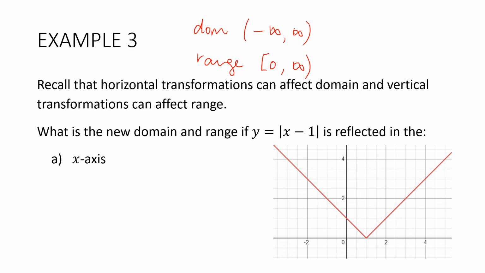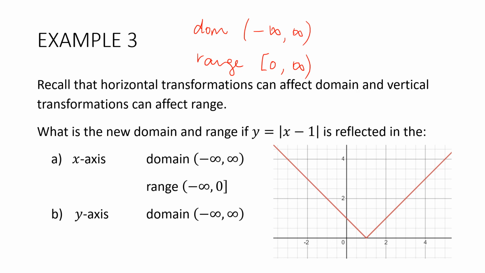All right, so when we reflect in the x-axis, we're flipping it over, aren't we? So our domain hasn't changed. It's still -infinity to +infinity. But the range has. It's everything from -infinity up to and including 0. Now what happens if we reflect in the y-axis? We're taking it over the y-axis. Domain doesn't change. And neither does the range, does it? It's still going to be 0 up to infinity.